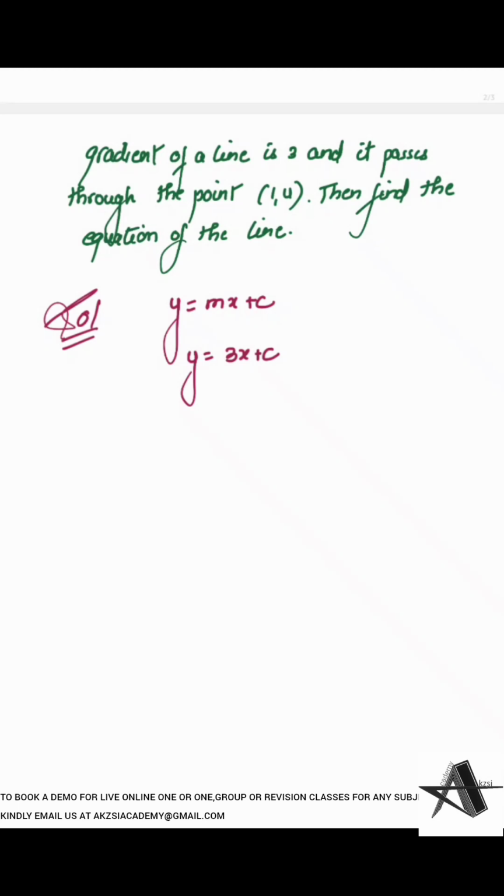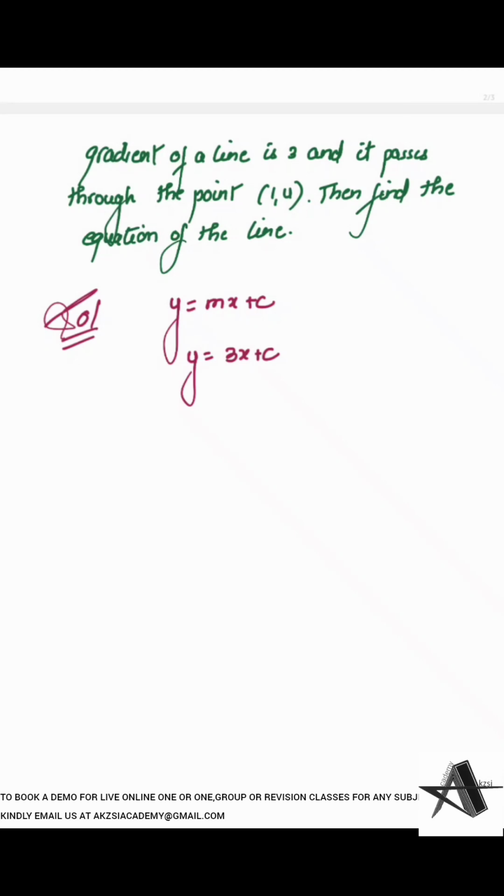For c, we have this point (1, 4). Every point on a curve satisfies that equation, because basically it's the locus. Locus means an equation that every point, like (1, 4), whatever the points are, should satisfy. Satisfy means the left hand side should equal the right hand side.